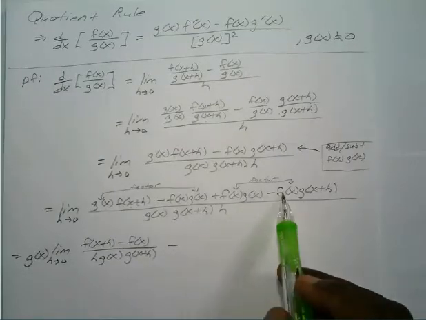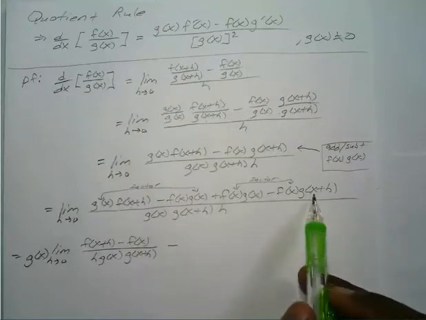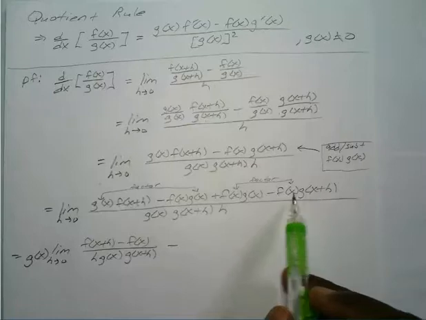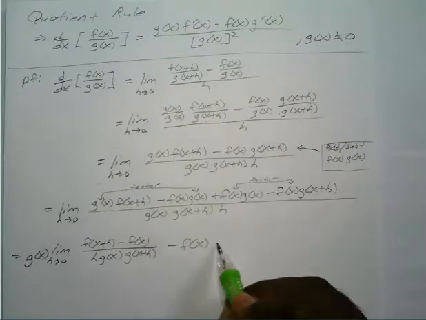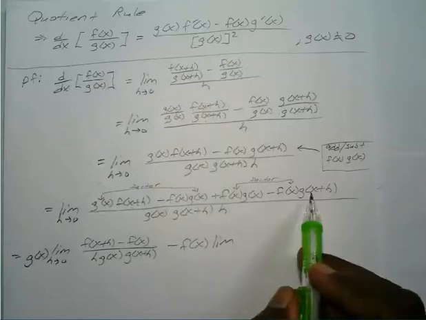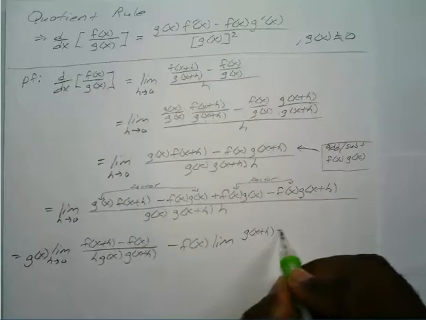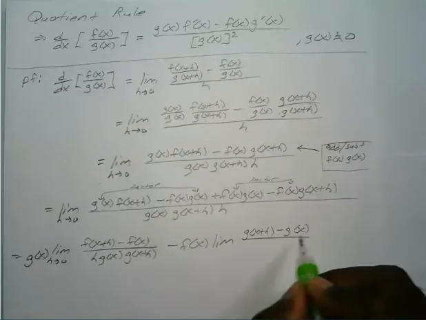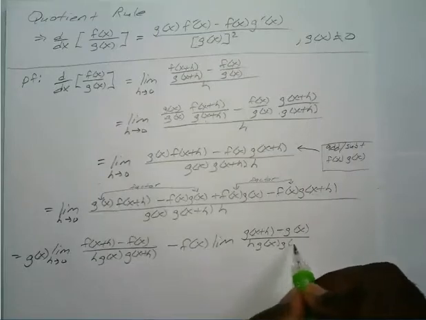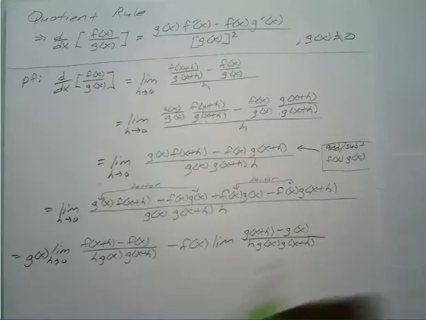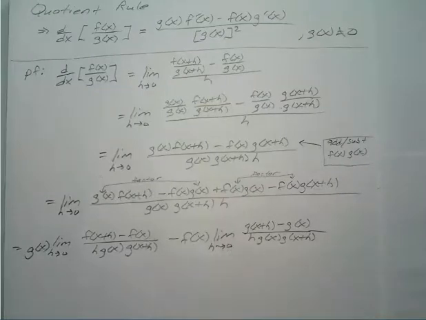minus, because we're going to factor out the minus f of x. And the reason why is because we need g of x plus h to be positive. So we're going to factor out minus f of x. And that's the limit of g of x plus h minus g of x all over h times g of x plus h. And that's as h approaches 0.